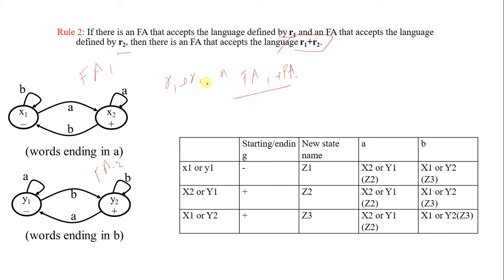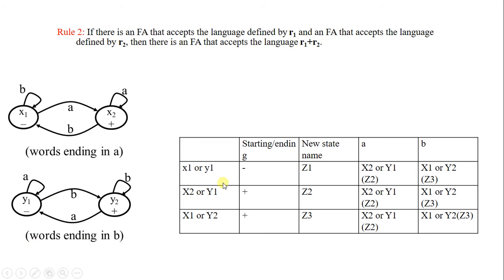Now, what is meant by this addition? It means the resulting FA will accept all the words which are accepted either by FA1 or by FA2. So we have to draw an FA that is the sum of these two FAs, and the language of that FA would be the union of these two languages. For that purpose, we will draw a table and start drawing it systematically. So let's start here.